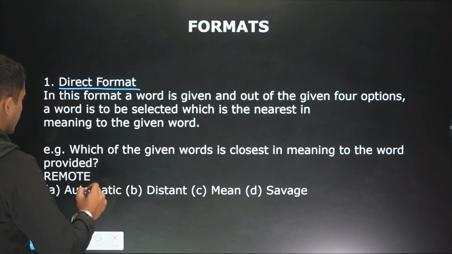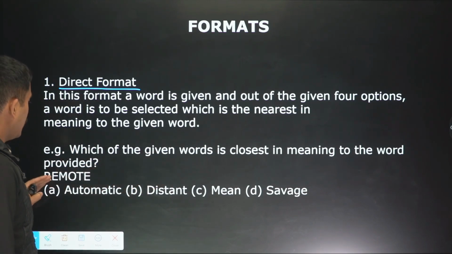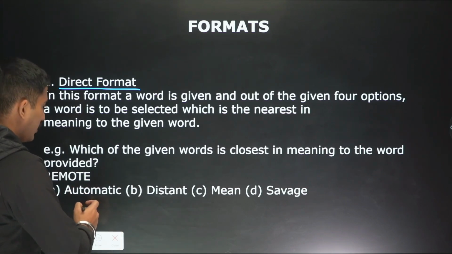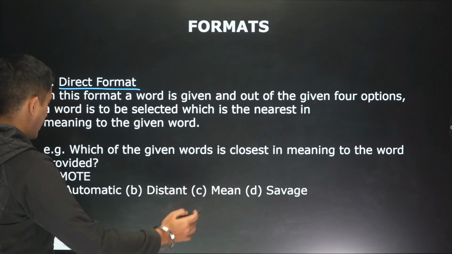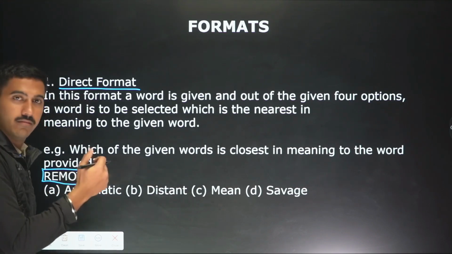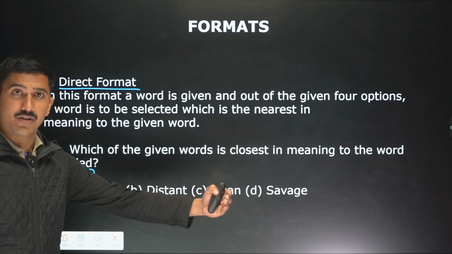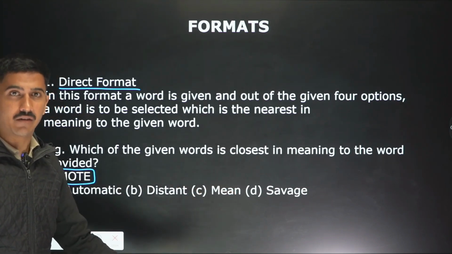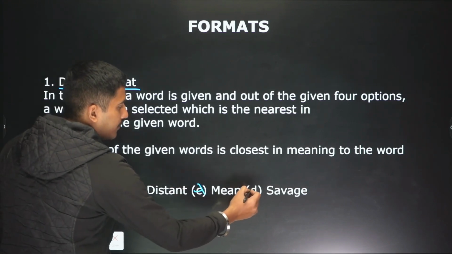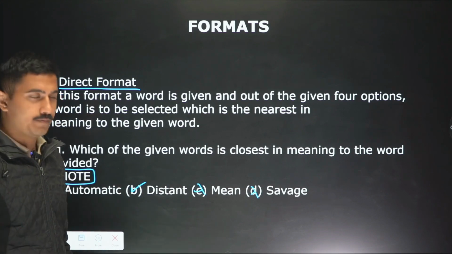Clear? Okay. Example, let's see. Which of the given words is the closest to the meaning of the word remote? Either it can be automatic, distant, mean, or savage. Now, if you know the meaning of the word remote, this is not your TV remote, okay? Remote means your remote villages, right? Now, what are those villages? They are distant from you, right? So obviously, you don't even have to check the other options. You straight away have your option of distant right here. Clear? Quite simple. Let's go ahead.